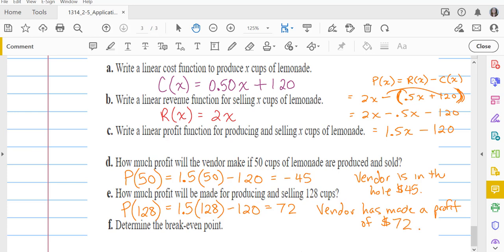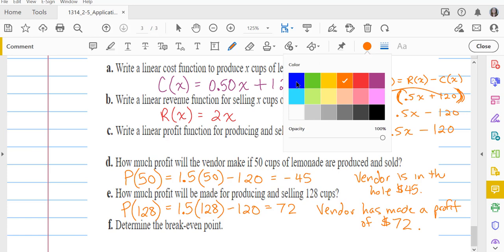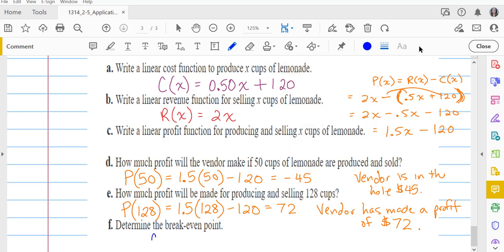The last thing says to determine the break-even point. Break-even means where the cost function equals the revenue function. In other words, break-even is when there's a profit of 0. You break even. I'm going to go over here to the left side. My cost function is 0.5x plus 120, and I want to know, when does that equal 2x?